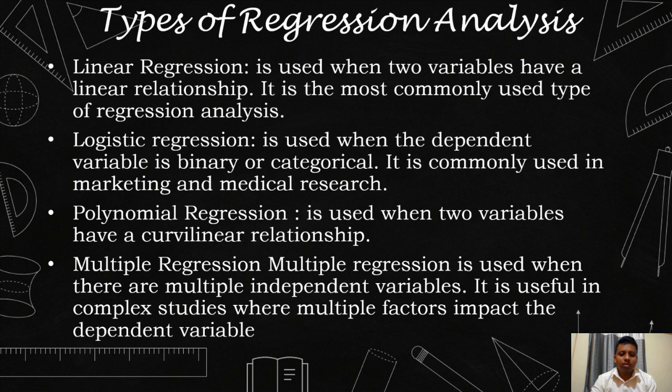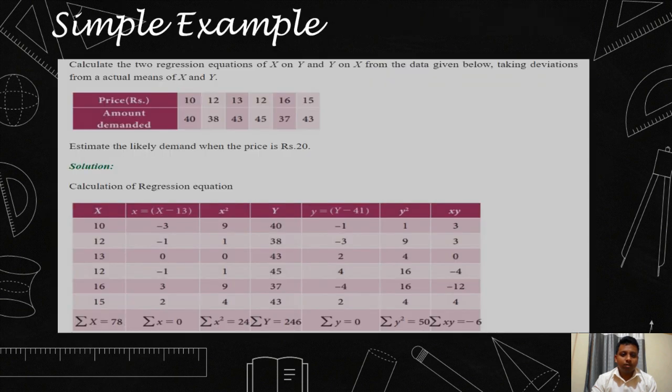Multiple regression. It is used when there are multiple independent variables. It is useful in complex studies where multiple factors impact the dependent variable. Next, let us look into an example.